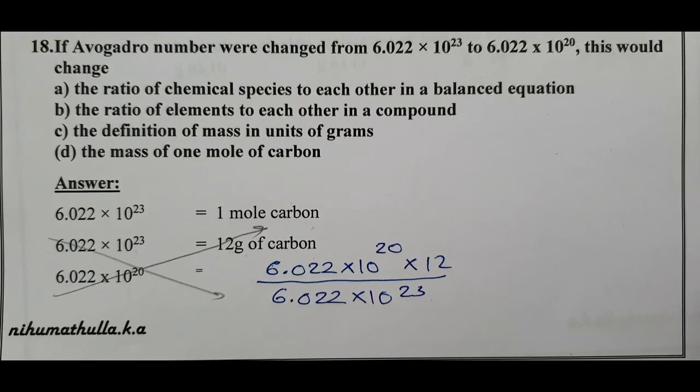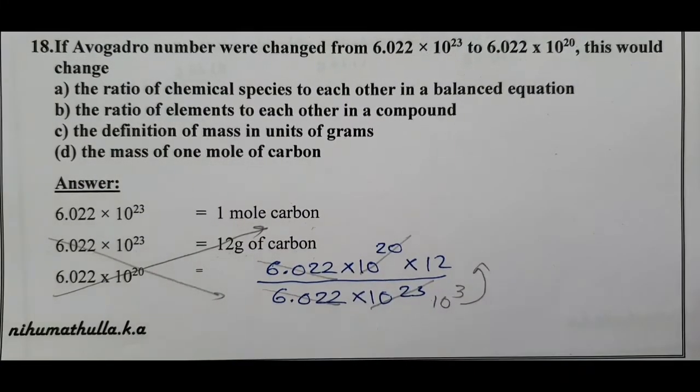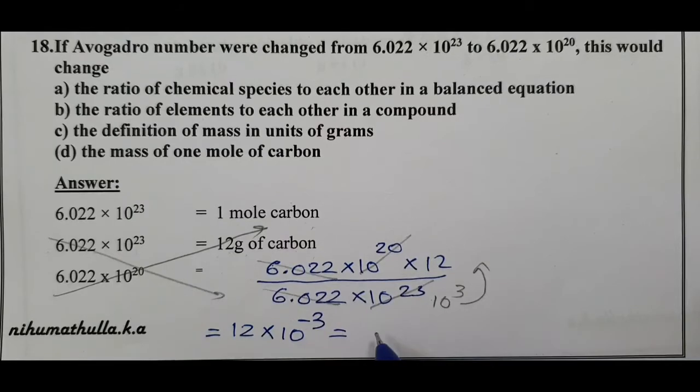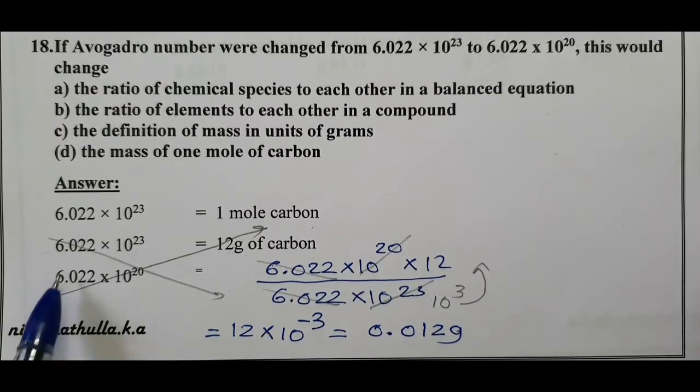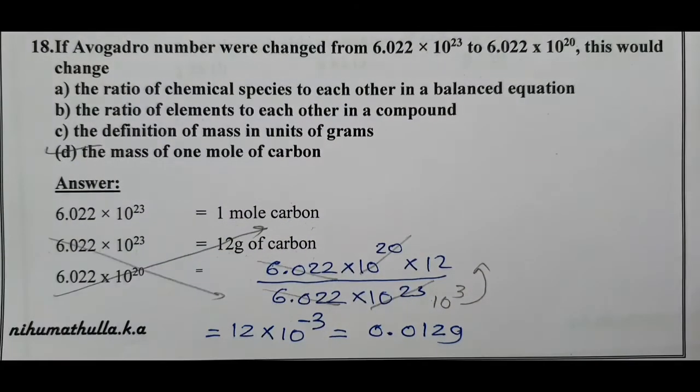How to cancel it? 6.022 and 6.022 get cancelled. Then 10 power 20 and 10 power 23 get cancelled, remaining we have 10 power 3. When you bring 10 power 3 to the numerator, we get 12 into 10 power minus 3. When you multiply these two, we get 0.012 gram. So 6.022 into 10 power 23 molecules is present in 0.012 gram. That is nothing but the mass of 1 mole of carbon, that is the weight of 1 mole of carbon.